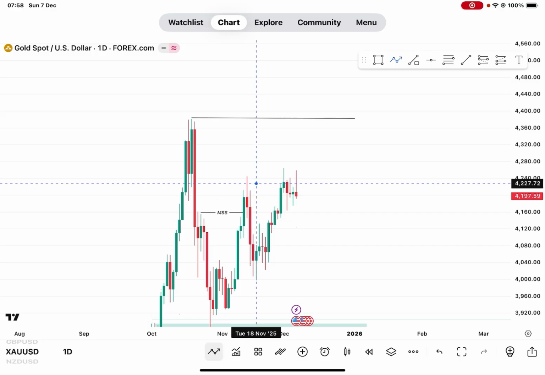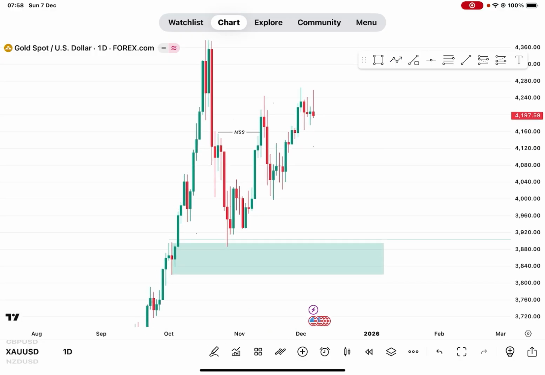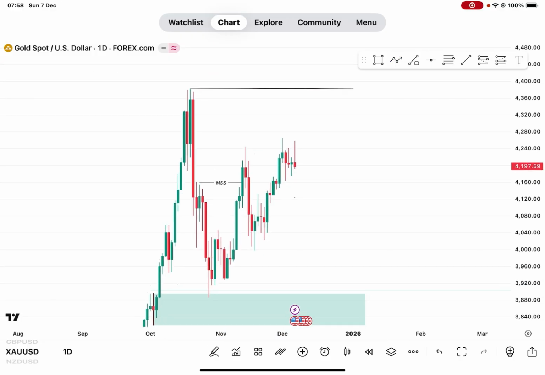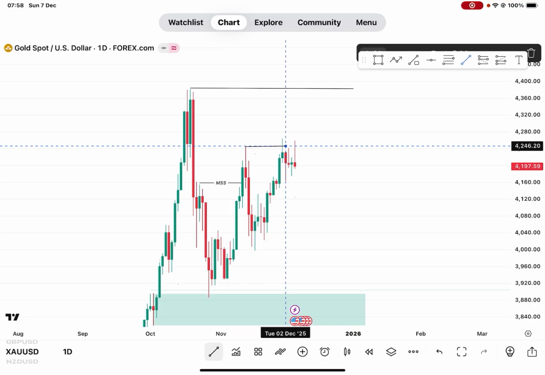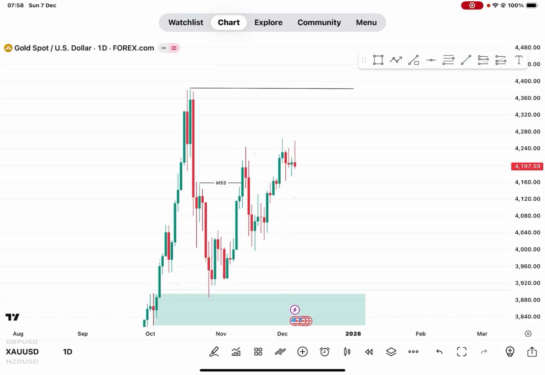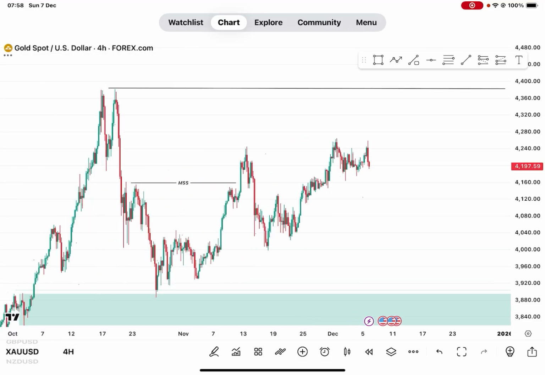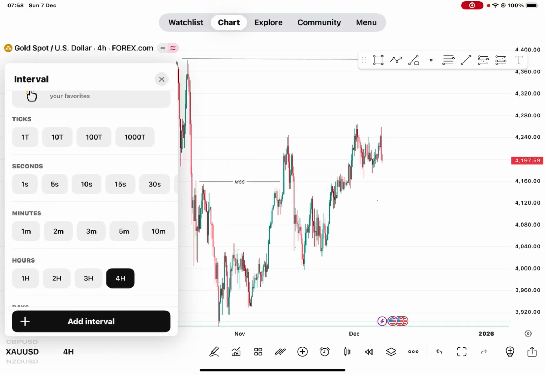Irrespective, we know gold is bullish because gold is coming from this other block. It has made a market structure shift, and then it has attempted to break this high. Since it has attempted to break this high, it means gold is actually ready to create an all-time high once again. So basically, let's go to our 4-hour time frame and see what the market is doing.